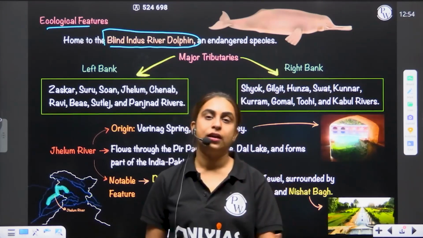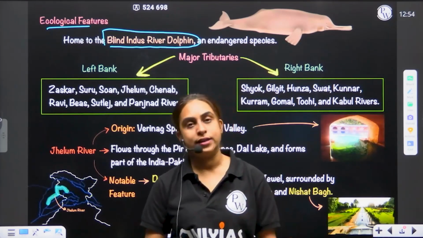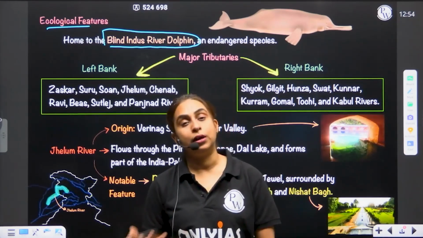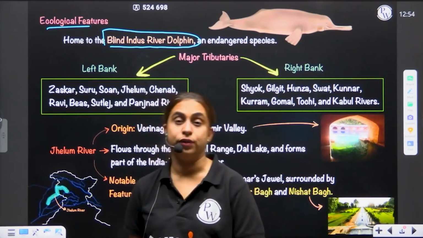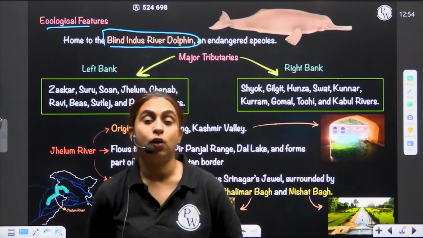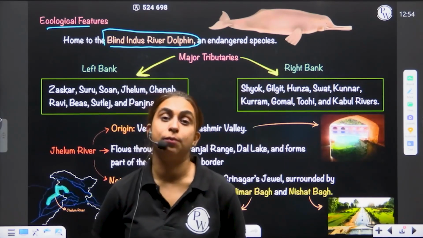For example, the blind Gangetic dolphin. For example, the blind Chambal dolphin. So you have the Irrawaddy dolphin. All of them are blind. Why are the dolphins in the rivers blind?